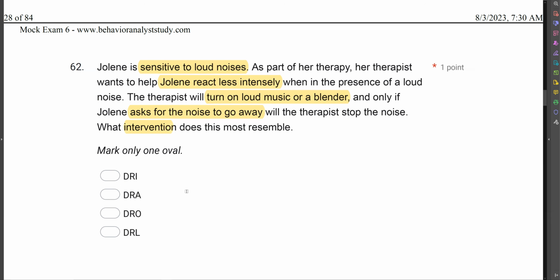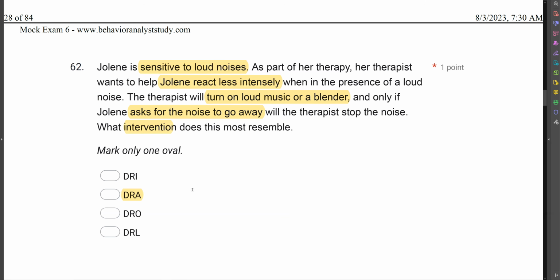DRA, it's not. So, can Jolene ask for the noise to go away, engage in the replacement behavior, and at the same time react intensely? Absolutely, right? Those are not incompatible. And so the therapist is not teaching an incompatible behavior. What is she teaching? Well, she's teaching an alternative behavior. So what intervention does this most resemble? Well, differential reinforcement of alternative behavior.